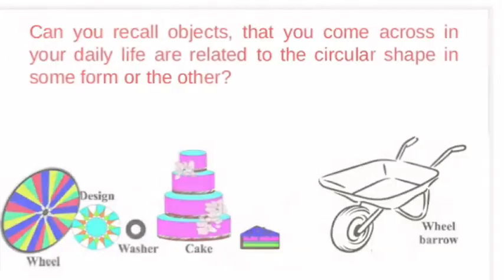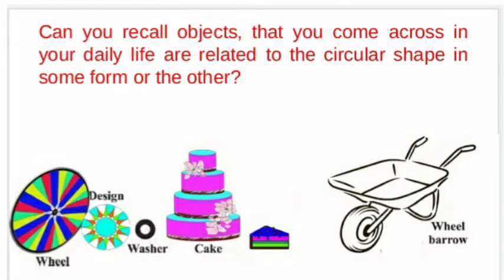Many objects that we come across in our daily life are related to the circular shape in some form or other. Examples: cycle wheel, round cake, puppet, drain cover, bangles, etc. So, the problem of finding perimeters and areas related to circular figures is of great practical importance.